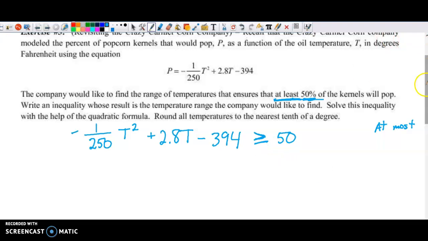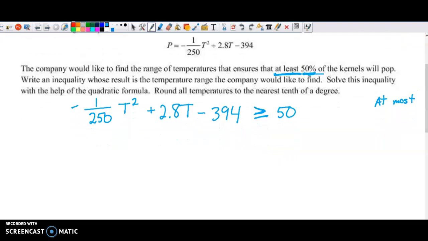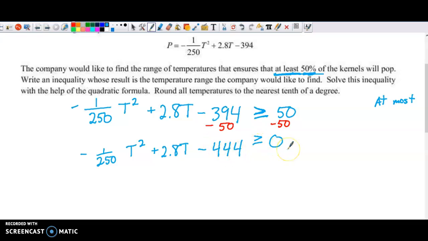So at this point, what I would say is let's compare this to 0. Well, how can I get that 50 to the other side? I could subtract the 50 over. And just the quick arithmetic in my head, negative 1 over 250 t squared, plus 2.8t, that would be 44.4. It's greater than or equal to 0.